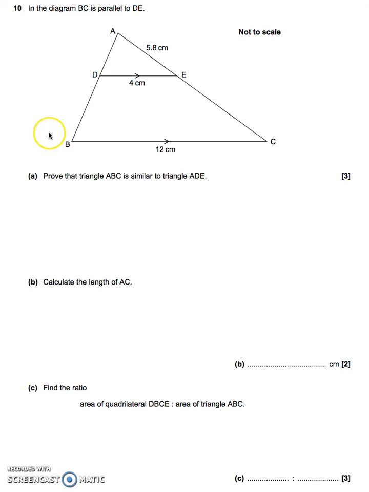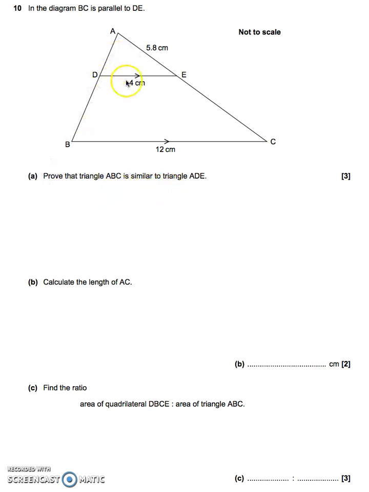Right, in question number 10, you've got a diagram that tells us that BC is parallel to DE. You can see that on the diagram. Part A, you've got to prove that the triangle ABC is similar to triangle ADE. ABC is the big one, ADE is the little one at the top. And to prove similarity, you have to prove that all of the angles are the same.